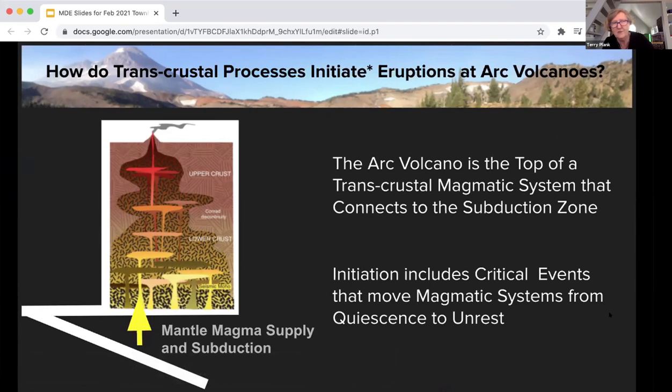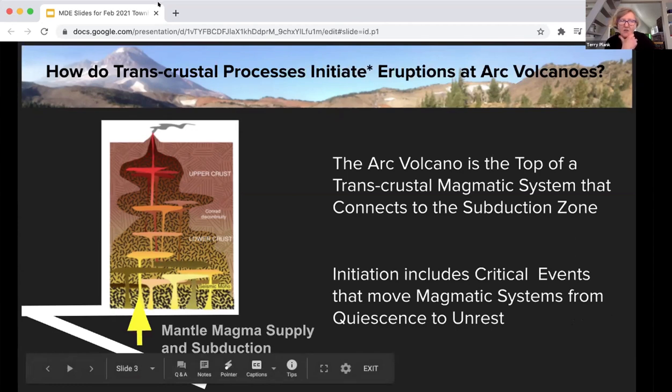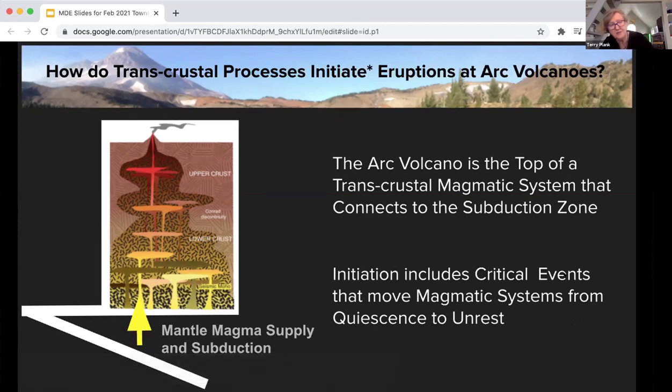So our central question, which we spent some time developing, is how do transcrustal processes initiate eruptions at arc volcanoes? Each of these words has meaning. So transcrustal, meaning the arc volcano is the top of a transcrustal magmatic system that actually extends into the mantle and connects to the subduction zone. And that initiation, we can all agree, the initiation of eruption is a critical event that moves the system from quiescence to unrest. And obviously the importance of the arc volcano. They form over subduction zones and are also the major current volcanic hazard to the world's populations.